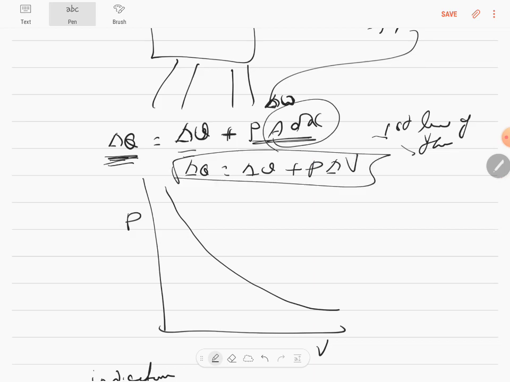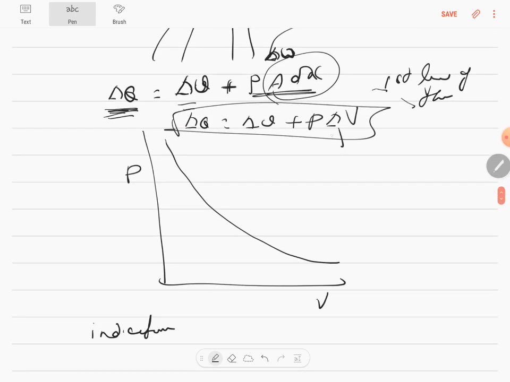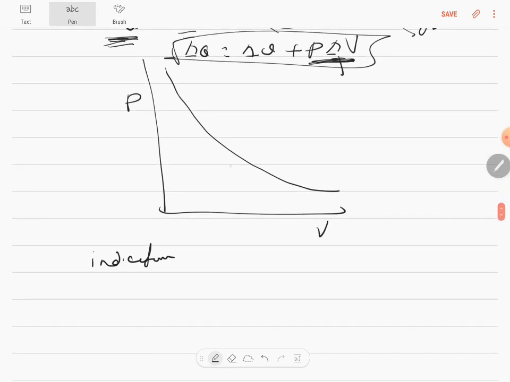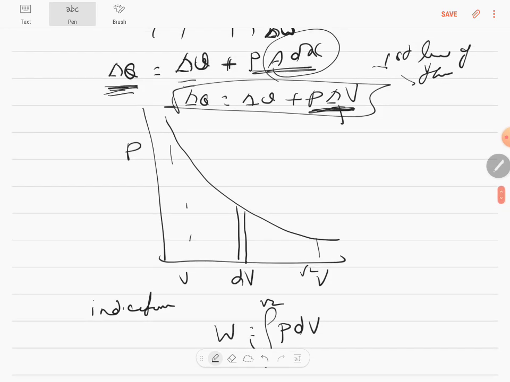So this is the final statement, and the fact that the work done is nothing but P into delta V shows that you can take a small area under the curve, which is dV, and the area under the curve will be P into dV integrated from volume 1 to volume 2. That can also be the work done. So this is the indicator diagram.